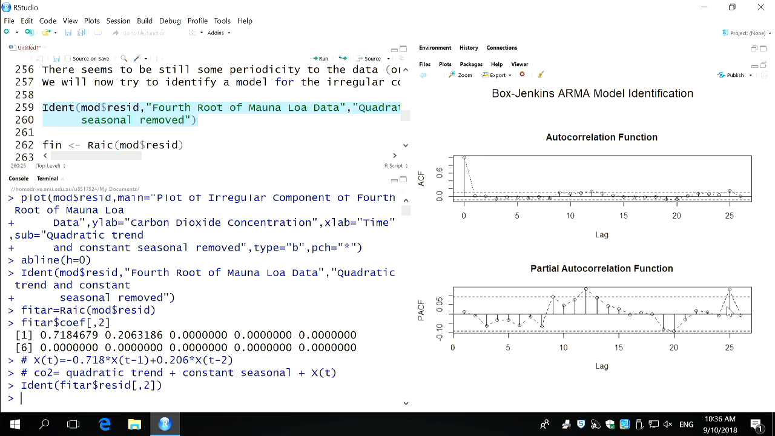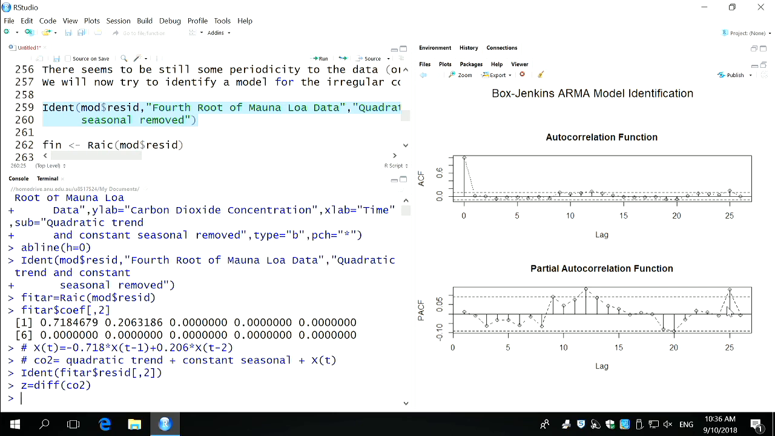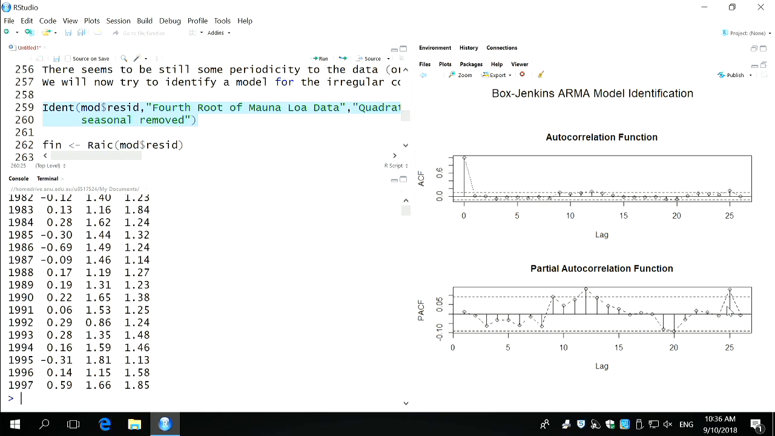All right, how would I deal with this in the second model? First of all, I'd go diff(CO2). I'd create first differences. I'm going to call that Z. Okay? So Z's a time series as well. There it is. How do I proceed? Well, let's have a look at it. Let's plot Z, type equals L.